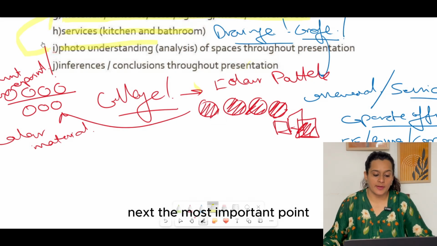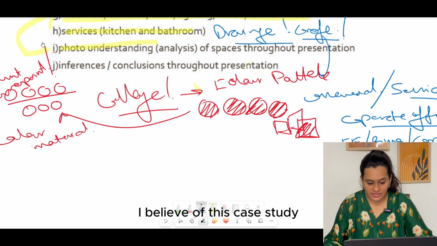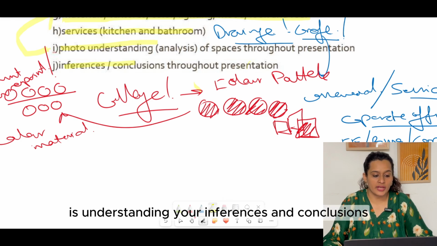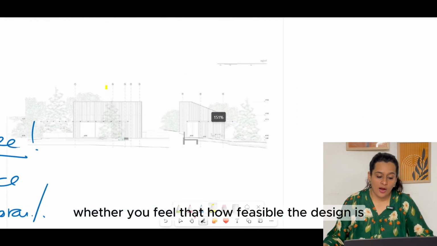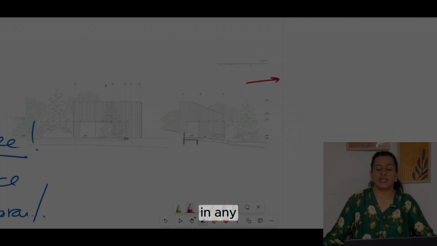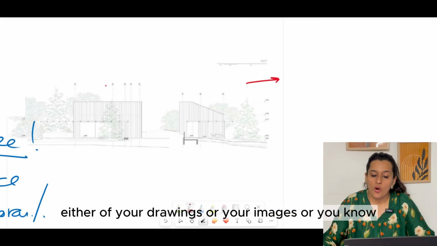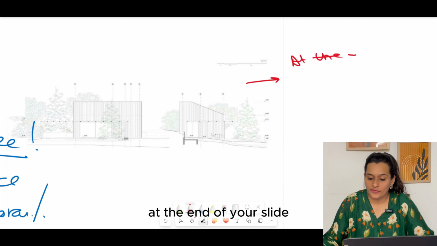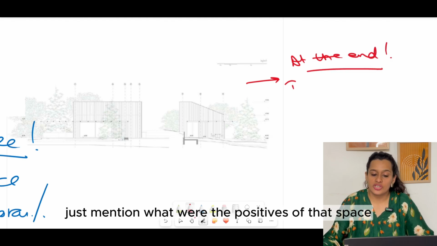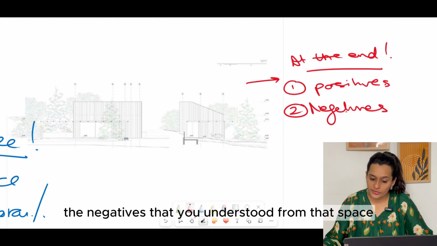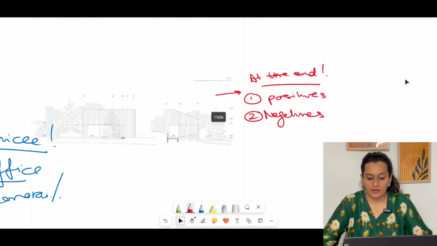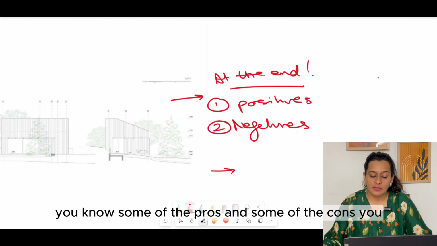Next, the most important point I believe of this case study is understanding your inferences and conclusions through your own presentation. Whether you feel that how feasible the design is, in either of your drawings or your images, or at the end of your slide, at the end of your presentation, just mention what were the positives of that space, what were the negatives that you understood from that space, what were some of the pros and some of the cons.